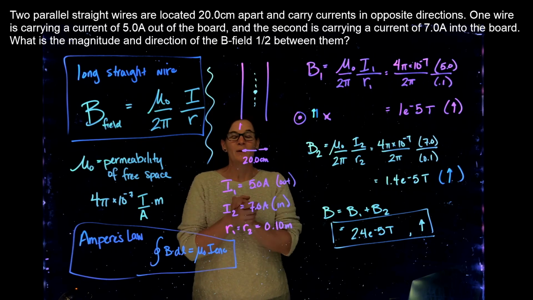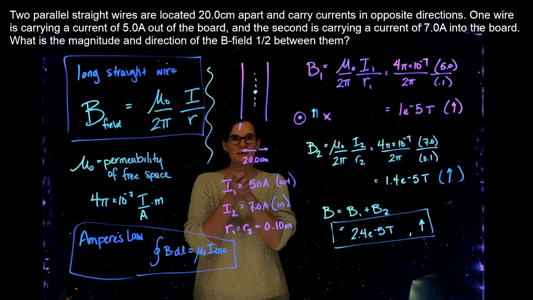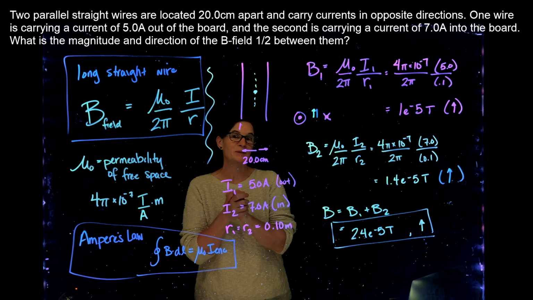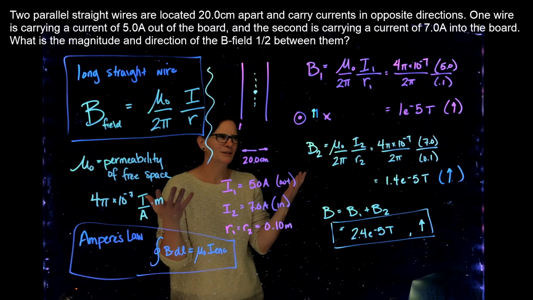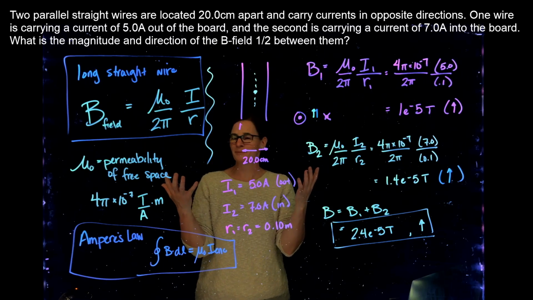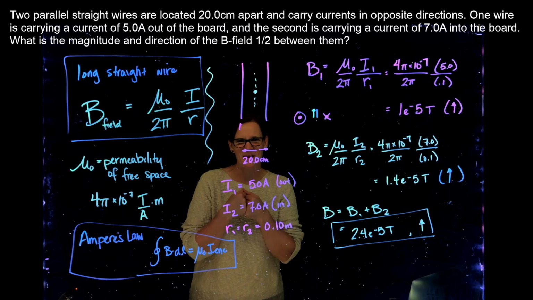So, current carrying wires produce magnetic fields. Now let's look at what happens when I put two of those wires next to each other. If they're creating a magnetic field, shouldn't they be influencing each other? Well, check the next video out to find out.